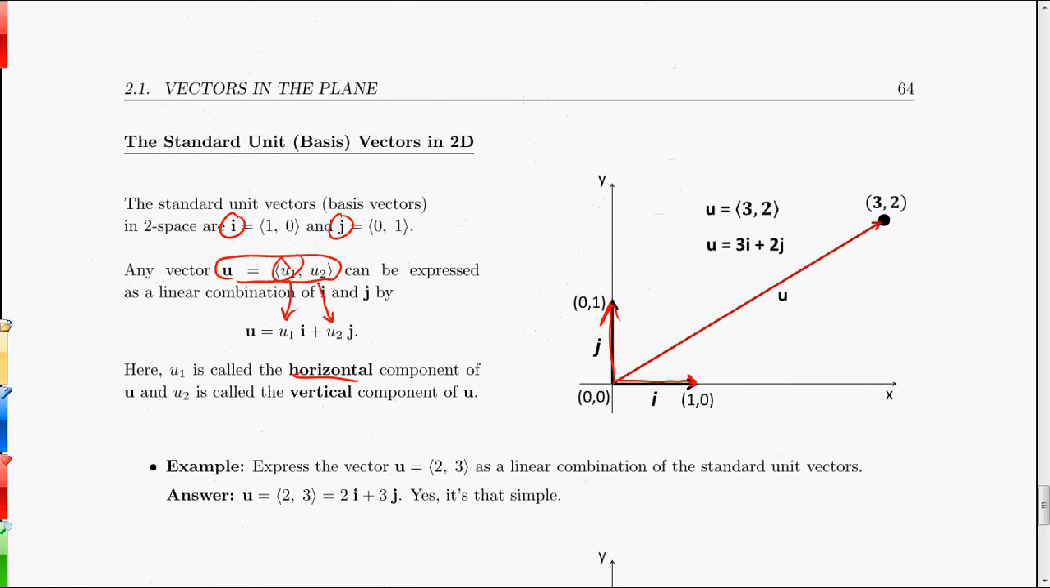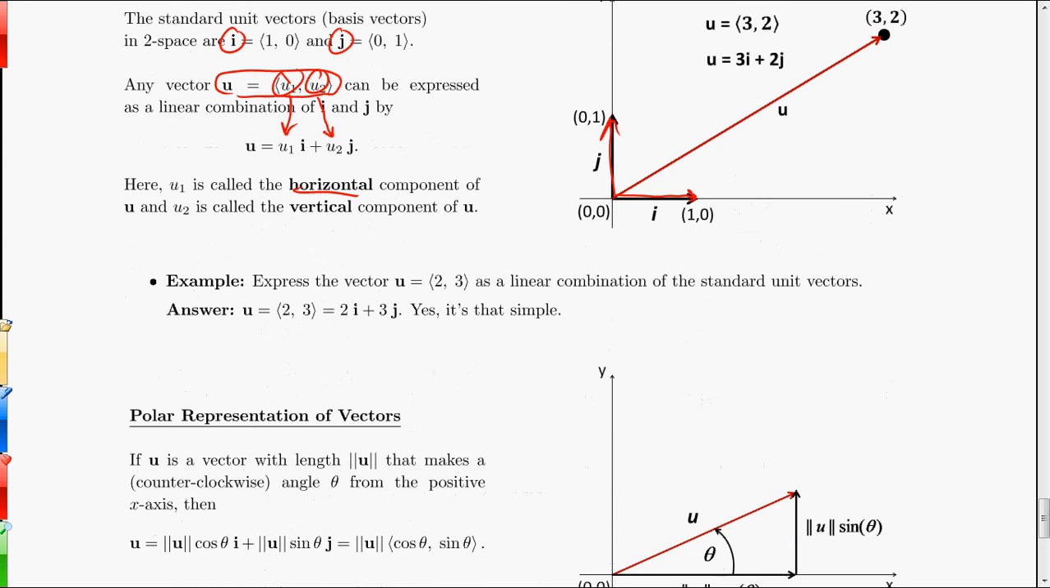The first term in your component form is called the horizontal component of u. The second term is called the vertical component. And if you want to make that even more obvious, you could put it in terms of a linear combination of i and j.